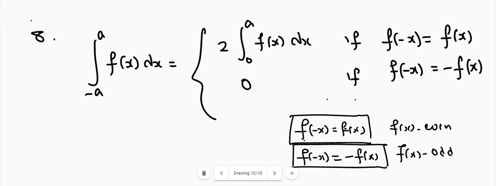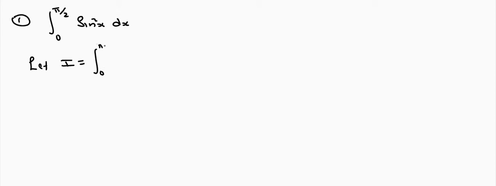ഓക്കെ, ക്വസ്റ്റ്യൻ നമ്പർ 1, ഇവാലുവേറ്റ് ഇൻ്റഗ്രൽ 0 to pi by 2 sin square x dx. We are going to use properties of definite integral to find the solution, to evaluate this integral. Okay, let I is equal to, first I is equal to 0 to pi by 2 sin square x dx.